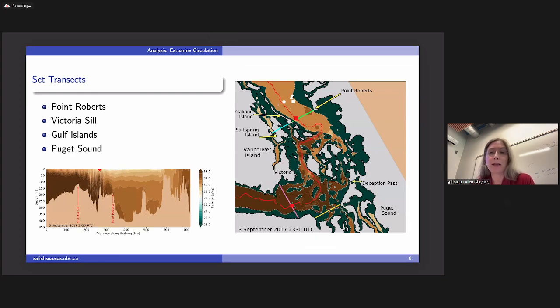Okay, so let's zoom in here. So this is our northern end of our mixing region, the Point Roberts line just south of Vancouver. And here is the Victoria line here. And of course, this is a real system, so it gets complicated. We have Puget Sound here down to the south and a little tiny Deception Pass here.